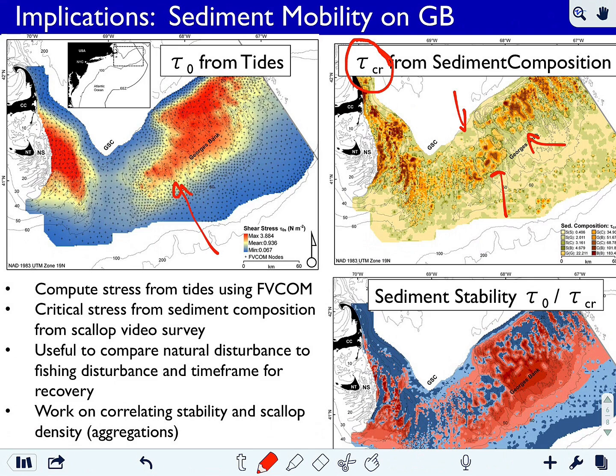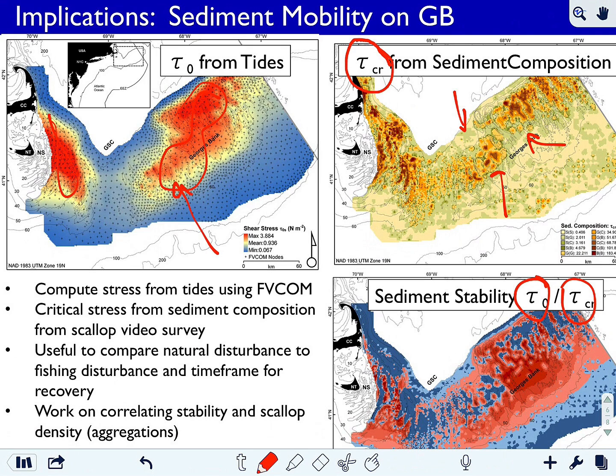These are only from tides, and you can see in shallow waters where the currents are stronger, the stresses are higher, with maximums on the order of 2 or 3 newtons per meter squared, 2 or 3 pascals, on the cap of Georges Bank and along Nantucket Shoals. Then what we looked at was the simple ratio of this tidal-generated stress to the critical shear stress of the sediment, and that gives you a sense of how mobile the bed is.